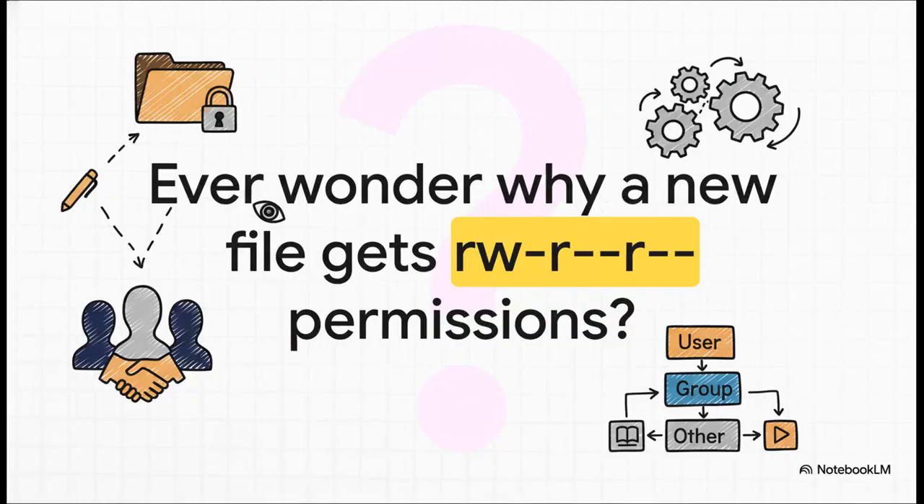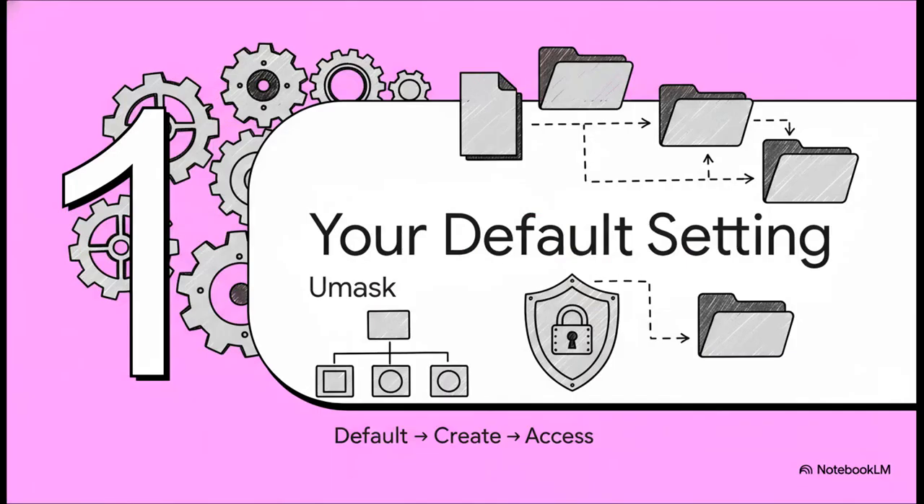So let's start with something I bet you've all seen. You create a new file, you check its permissions, and you see this: rw-r--r--. Why that specific combination? It might seem totally random, but it's not. It's actually the result of a very deliberate system working behind the scenes. And that system is called the UMask, or the user mask. This is the engine that controls the default permissions for every single new file and directory you create. And understanding UMask, well, that's the first real step to mastering file access in Linux.